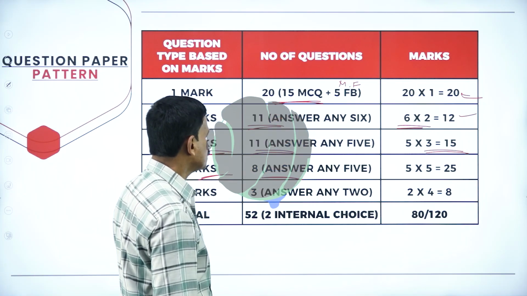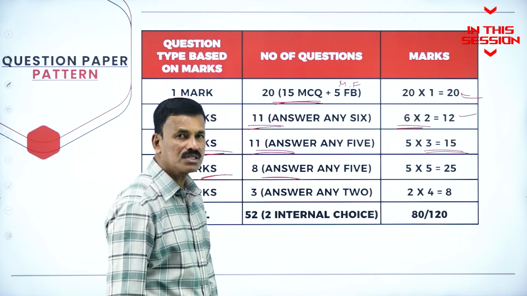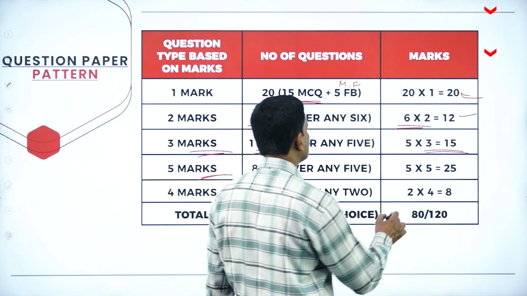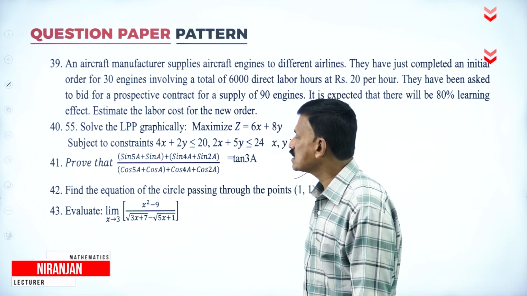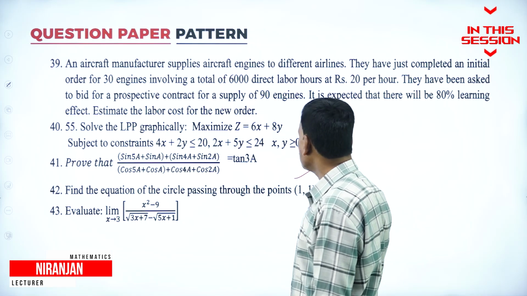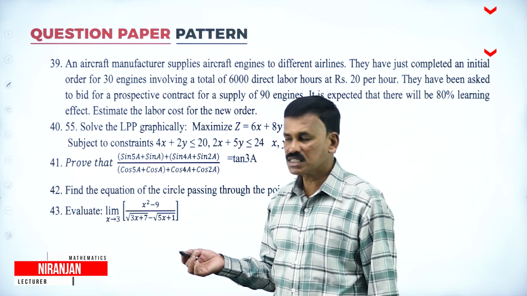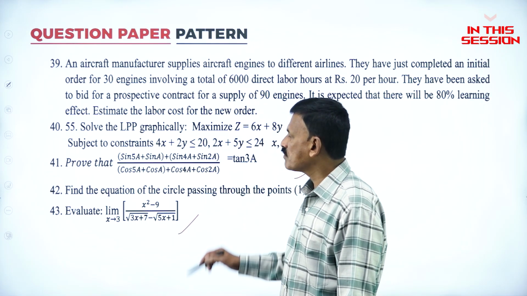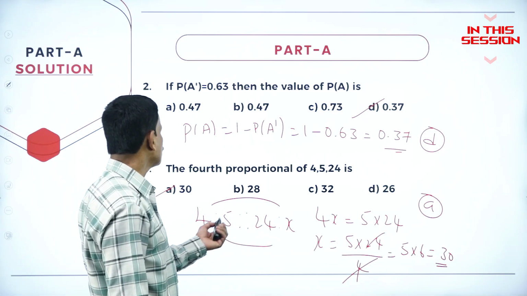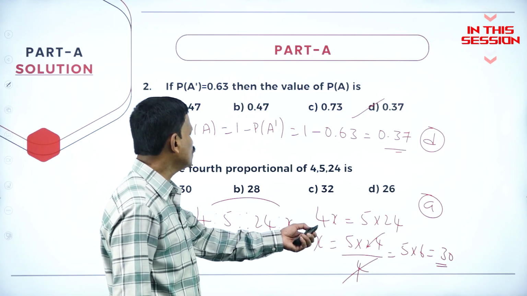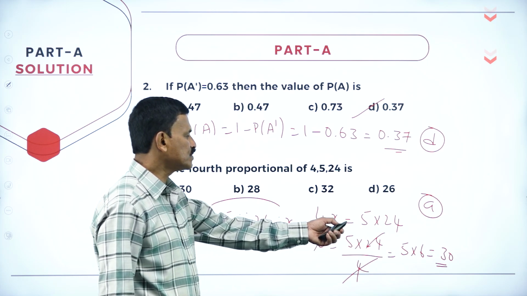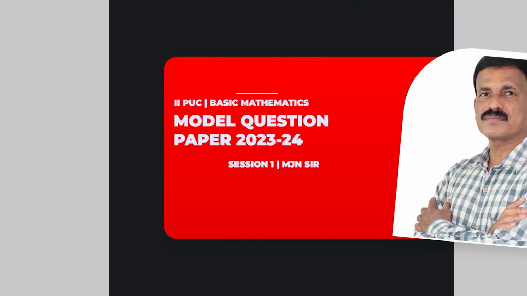In 5 marker questions, 8 questions are there. You are going to answer for 5 questions. So 5 5s are 25. This is also an expected question, very important, most sure question. That is equation of a circle passing through 3 points, concyclic circles. And the last question is from limits. 4x is equal to 5 into 24. X is equal to 5 into 24 by 4. So 6 4s are 24. 5 into 6 is 30.